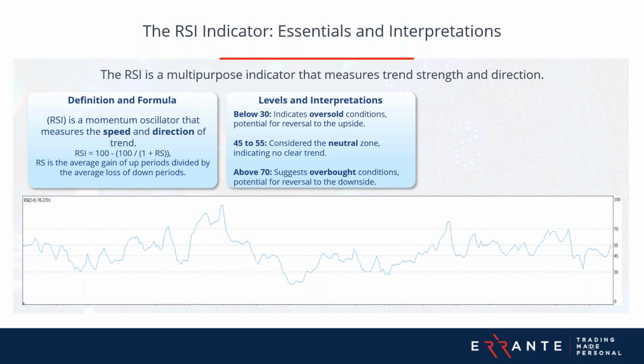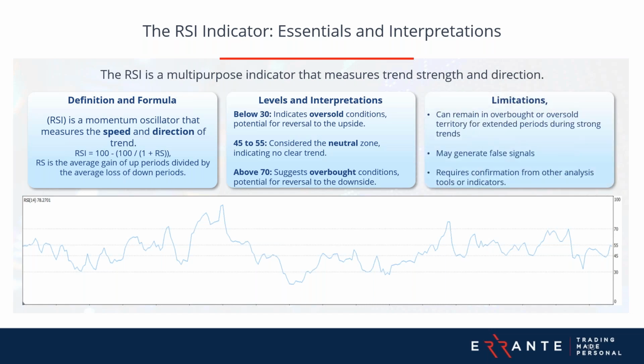Then we have readings above 70. The RSI indicates that a currency pair might be overbought. Like a crowded room, there are more buyers than the market can handle, which might lead to a downturn as buyers start to leave or, in market terms, take their profits.